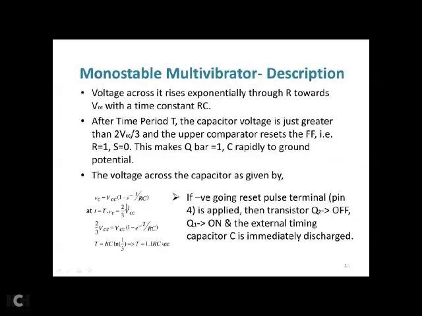You can see here the voltage across the capacitor, VC, is VCC into 1 minus e raised to minus t by RC. That is how you can express the voltage across the capacitor. When that voltage reaches 2 VCC by 3 at time t equal to T, this is the equation you get after simplification. T is equal to 1.1 RC. This is the equation one has to remember and understand in order to solve problems on monostable multivibrator. 1.1 into RC.